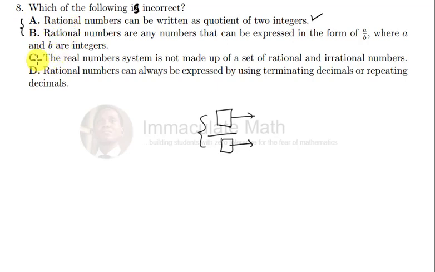So let's go to option C. It said the real number system is not made up of rational and irrational numbers. This is obviously not correct. This is obviously wrong, because real numbers themselves are the combination of rational and irrational numbers. If I take rational and irrational numbers together, I will have my real numbers.